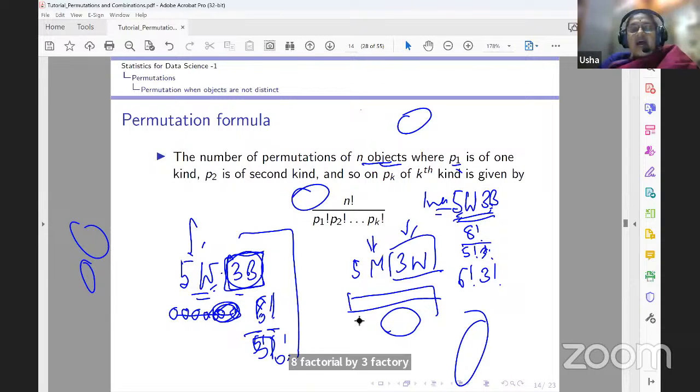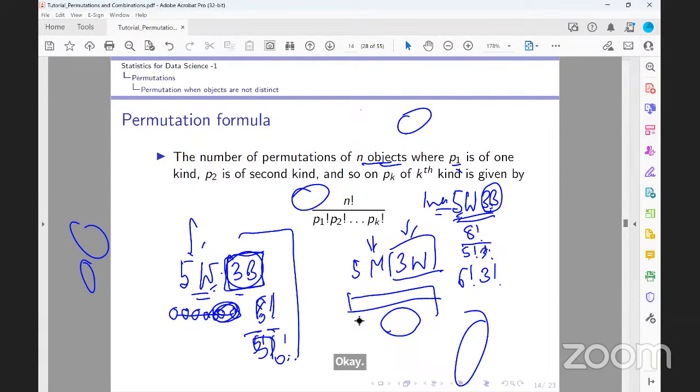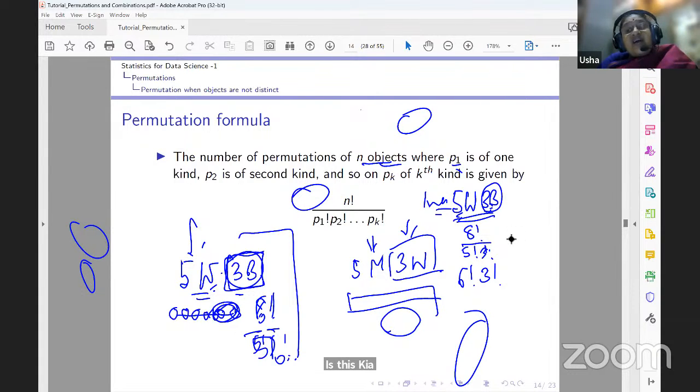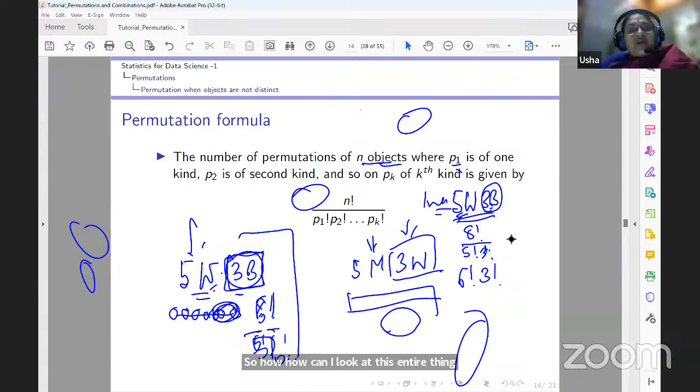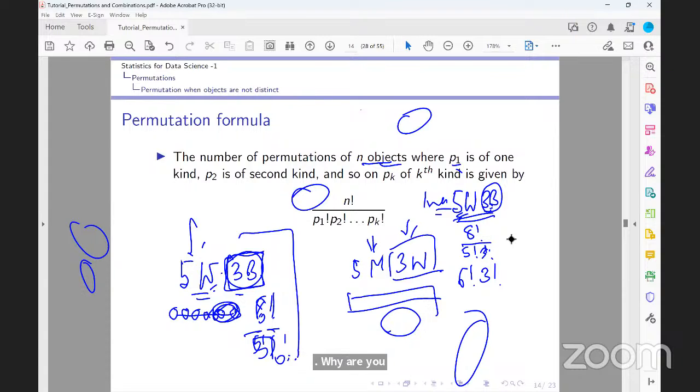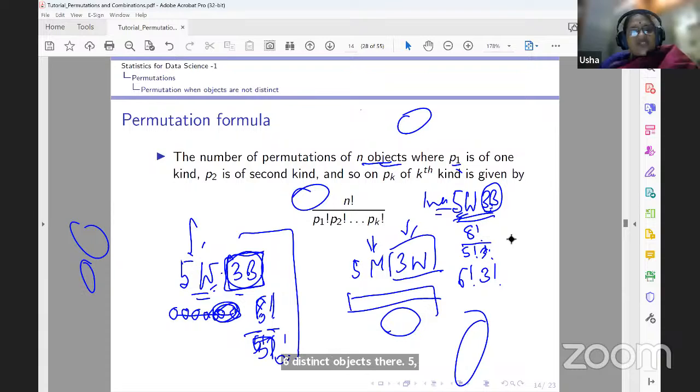This is clear. Now I am saying that the 3 blue beads are always together. So how can I look at this entire thing? We can look at it as 6 distinct objects that we now need to arrange, where 5 are of one kind. So how many ways can I do the arrangement? 6 factorial, and because 5 beads are of the same kind, we have to divide it by 5 factorial. That's what I've written here, right? Is it clear?